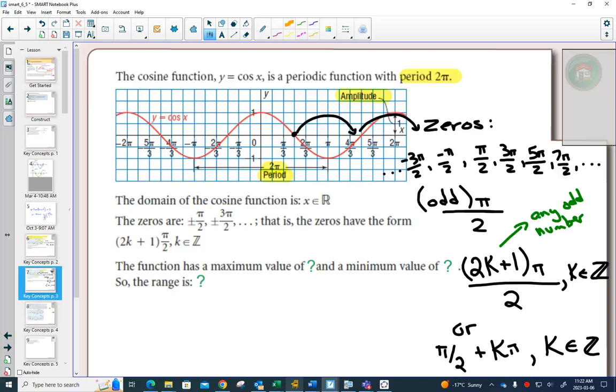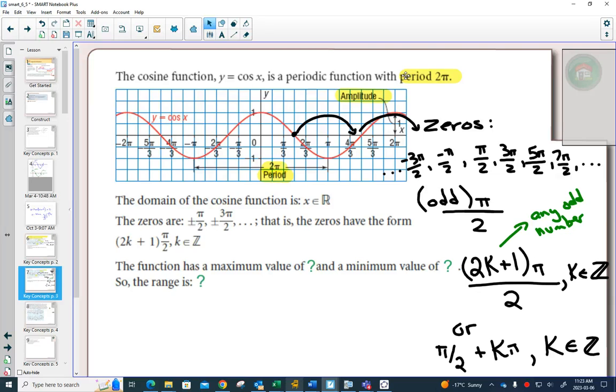If you were asked to write all the zeros of cosine, you could choose either method. What makes more sense to you? Noticing the pattern of all odd numbers of pi over 2, or finding one and noticing the pattern of how much you have to jump to get to the next one. Every time you jump pi, you'll get to the next one. Algebraically, if you distribute this and simplify, you'll find out that they're both identical. They're both the same equation.